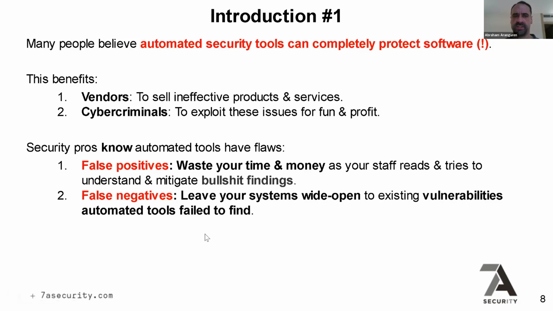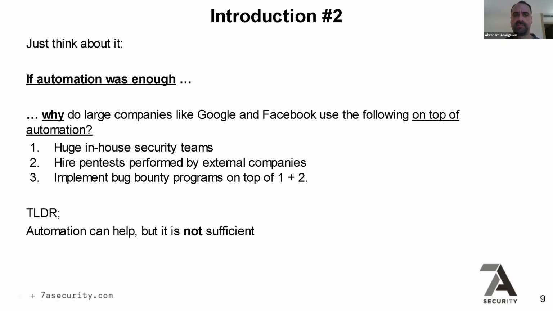So let's see why it happens. But first, let's explain something. If automation was really enough, why do large companies like Google, Facebook and many others use the following on top of automation? They use a lot of automated tools, they do fuzzing and everything else, but they also have huge in-house security teams. On top of that, they hire pen tests performed by external companies. And on top of that, they implement bug bounty programs on top of everything else.